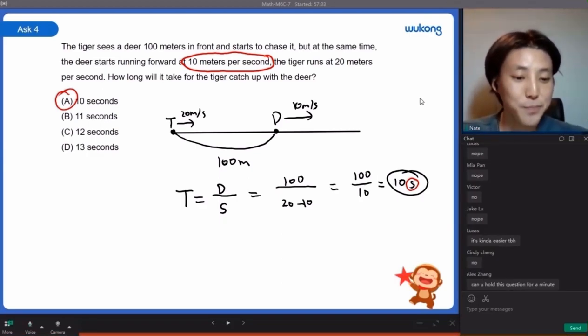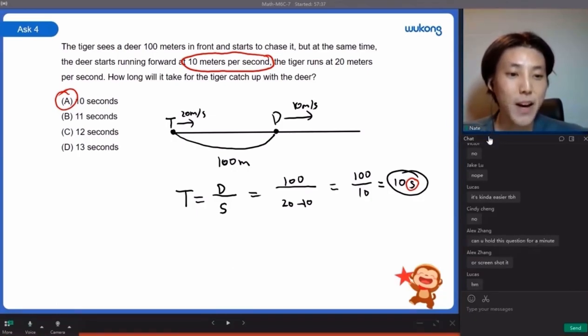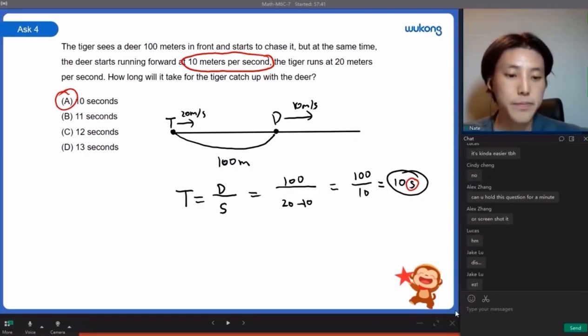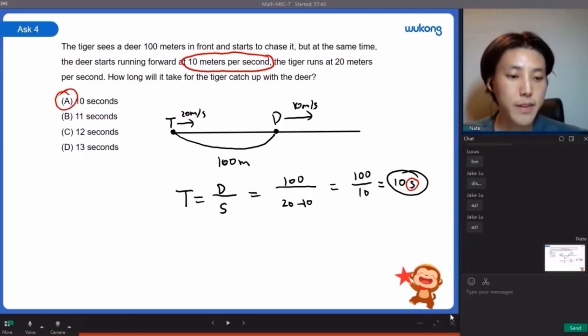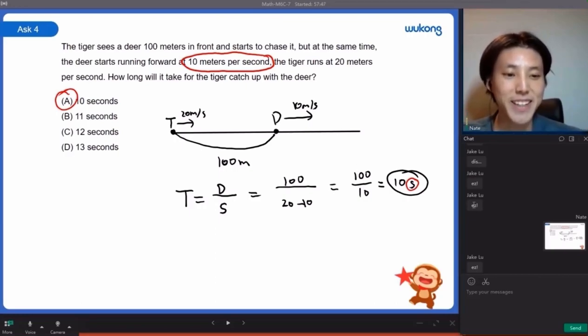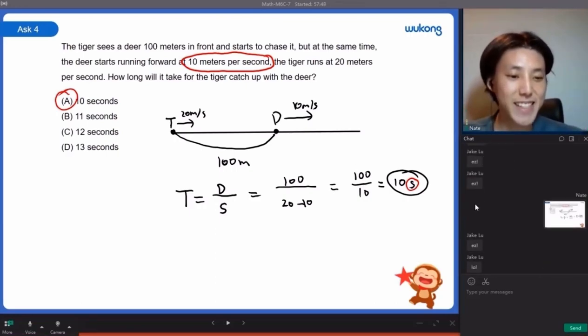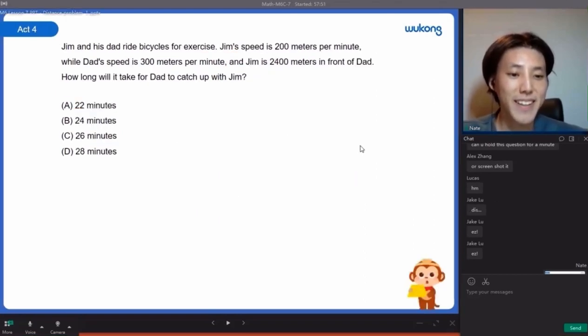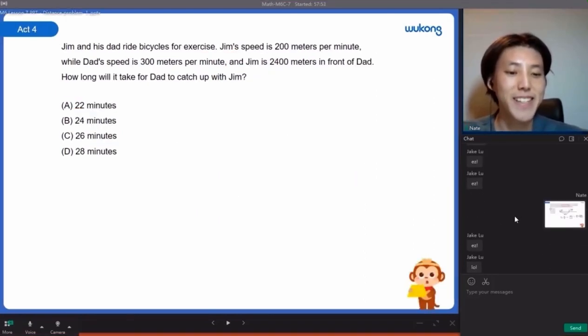Oh, yes. I'll give you a screenshot of this one if you want. There we go. Very good, Jake. Alex, is that okay? Yep. I got a screenshot for you. It's over there. You can hold on to that.